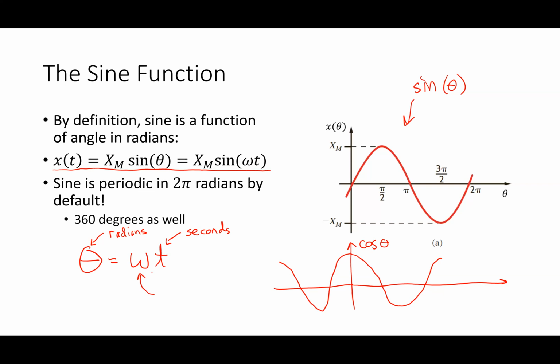The rate at which the angle changes. What are the units on that? Radians per second. That's the rate at which the angle of that sine wave is changing. So omega t, and this is important, omega is always in radians per second.